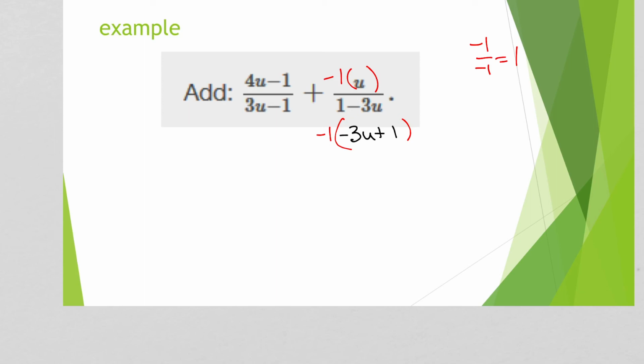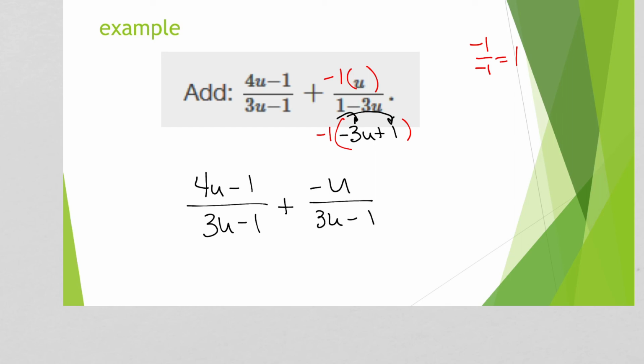So now we have 4u minus 1 over 3u minus 1 plus -u over, and look, if I distribute this, right there and there, I get 3u minus 1. Now they match. All right, so now let's combine our like terms. Our like terms are here and here, and that's it, okay? So we end up with, what is 4u plus a -u? That's a 3u. Don't forget your -1 over 3u minus 1.